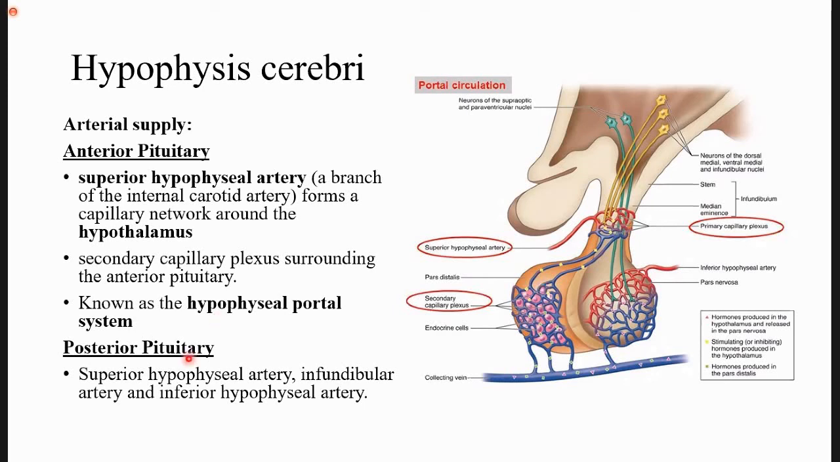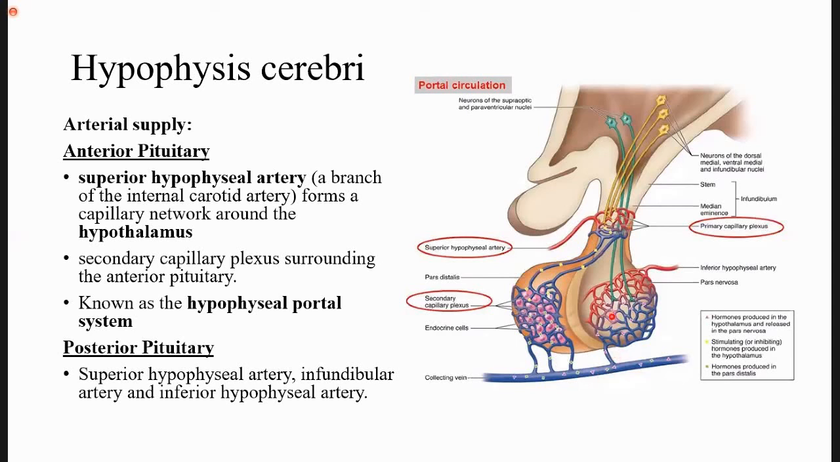The posterior pituitary, on the other hand, receives the superior hypophyseal artery, the infundibular artery and the inferior hypophyseal artery. These are separate branches, and normally the artery breaks up into capillaries, and the venules again unite to form the veins. It's a simple sort of circulation. The hormones are released from here into the circulation, and via these vessels they go into the systemic veins, right?